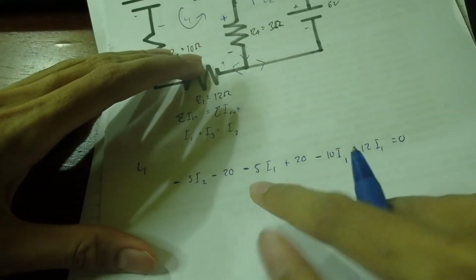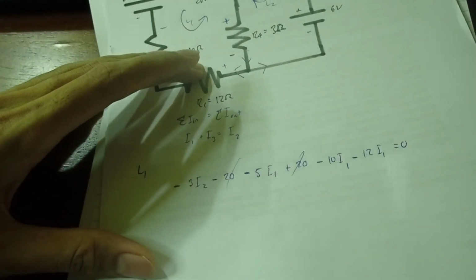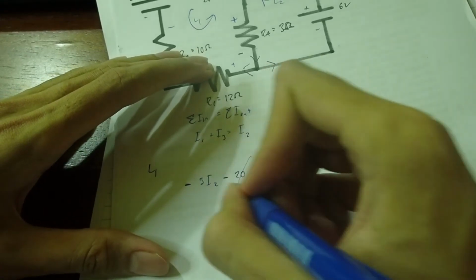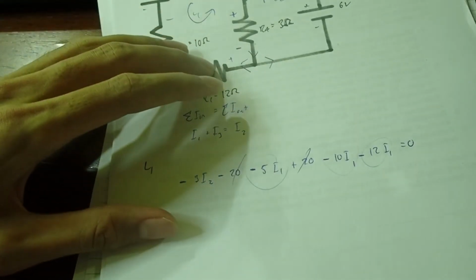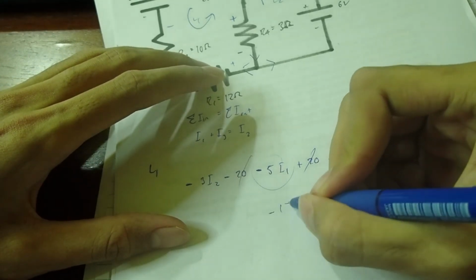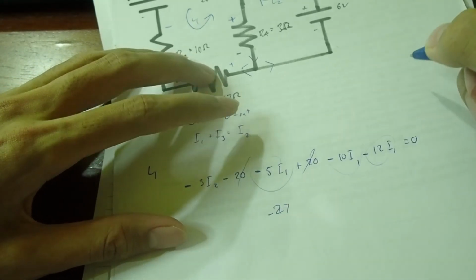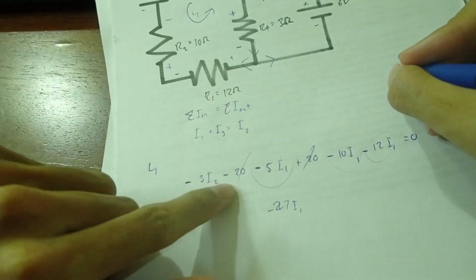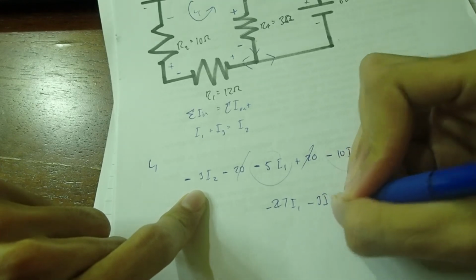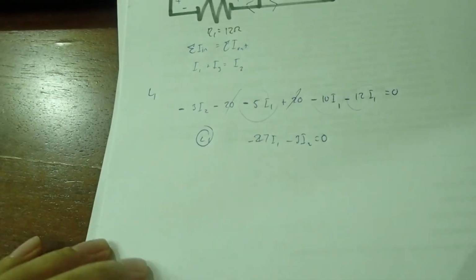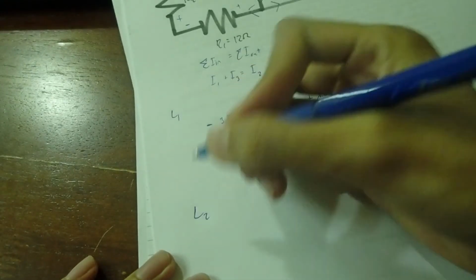So when we simplify this expression, what we'll get is negative 27 I1, and then minus 3 I2 equal to 0. So this is our first expression. Our next step is we need to look at the second loop.